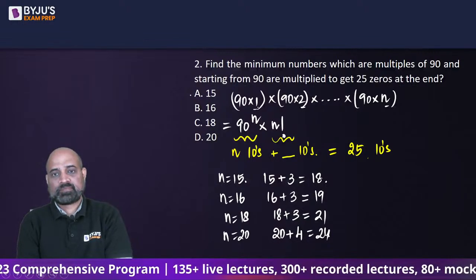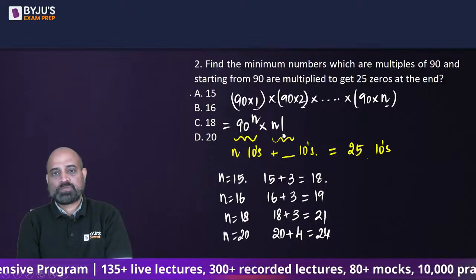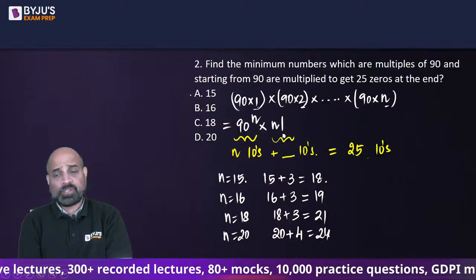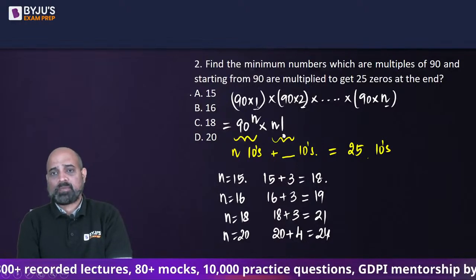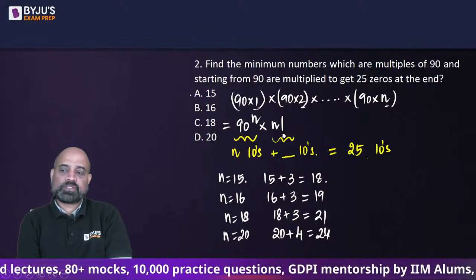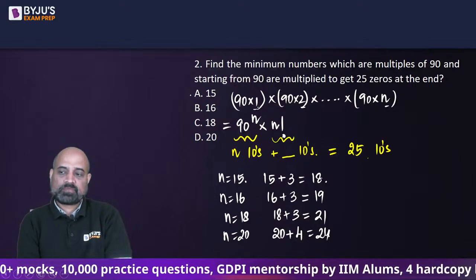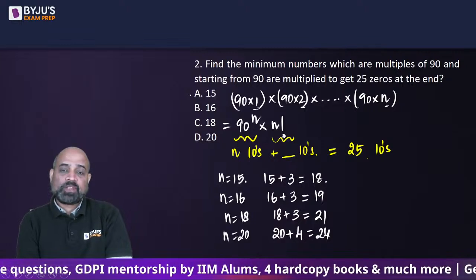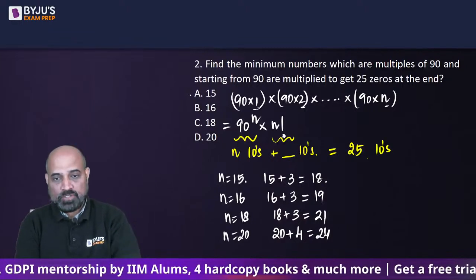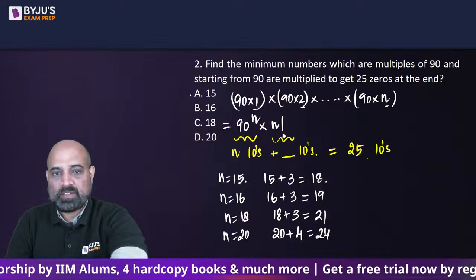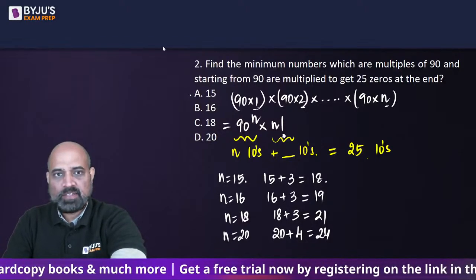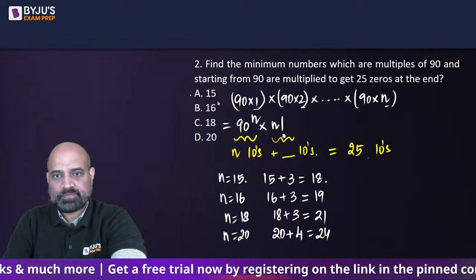Find the minimum numbers starting from 90. Starting from 90 means 90 is included, isn't it? Are multiplied to get 25 zeros at the end. You'll only get zeros because of 5s, and we need more than that. So actually it should be 21, right? That thing makes sense. 21 होना चाहिए.